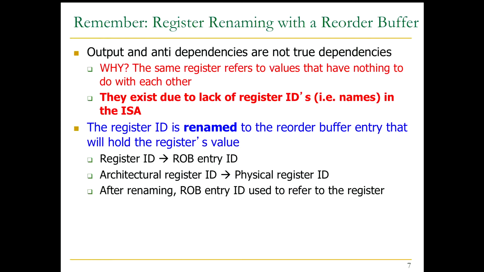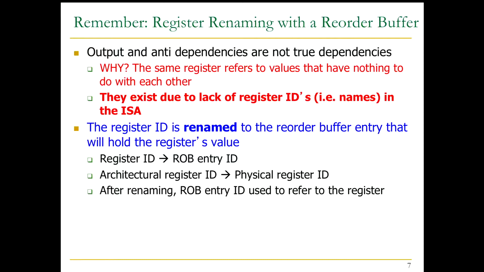So in the reorder buffer lecture, last lecture, if you remember, we renamed the register ID to the reorder buffer entry that will hold the register's value. That's the mapping. You could think of this as renaming an architectural register ID that's visible to the ISA to a physical register ID. In fact, if you read how modern processors are built today, you'll see the physical registers. These are registers inside the microprocessor that are not visible to the programmer, and you're renaming into those. The reorder buffer can be thought of as a physical register, right? Each entry is a physical register. And after renaming, the reorder buffer entry ID is used to refer to the register.